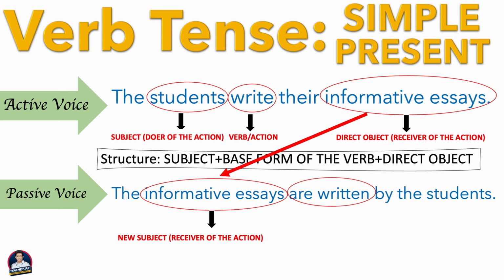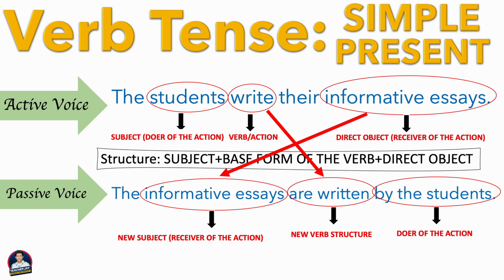And are written is a new verb structure from write earlier. Now it becomes are written: linking verb are plus the past participle form of the verb, written, and by the students. As you can see, the doer of the action in the passive voice is written at the end of the sentence. Earlier, the doer of the action was written at the beginning of the sentence, and here in the passive voice, the doer of the action is written at the end.